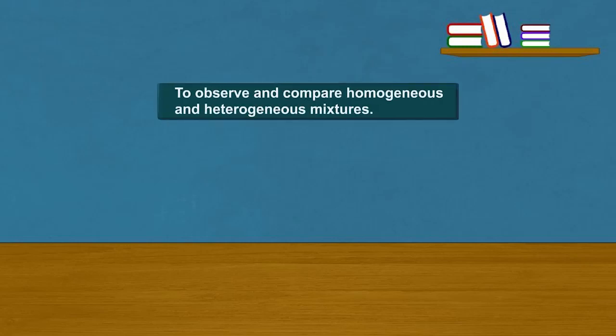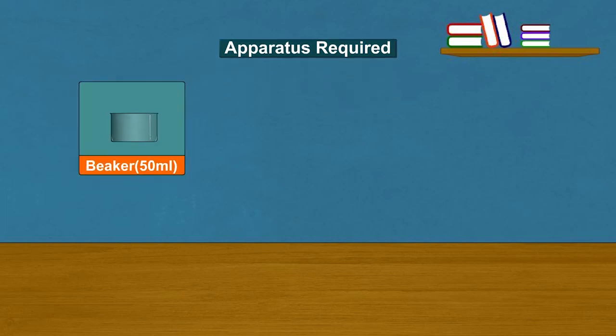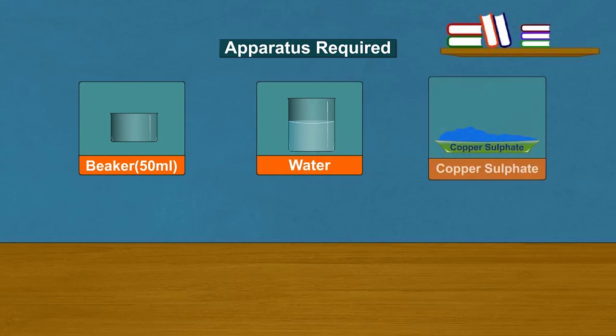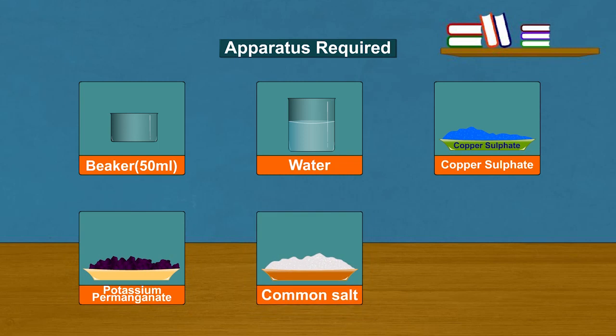Activity. Aim: to observe and compare homogeneous and heterogeneous mixtures. Materials required: 4 beakers, 50 ml each. Water, copper sulfate powder, potassium permanganate, common salt, sodium chloride, spatulas.